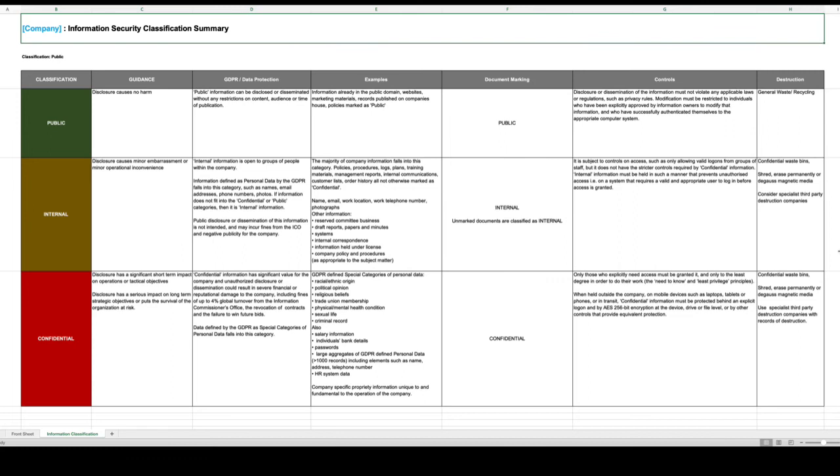So all of the documents that you see within the information security management system will all have a classification on them. You will see the controls at a high level that are required, and also the destruction and how we destroy data of those types. A very handy one-page summary document of the information security classification.